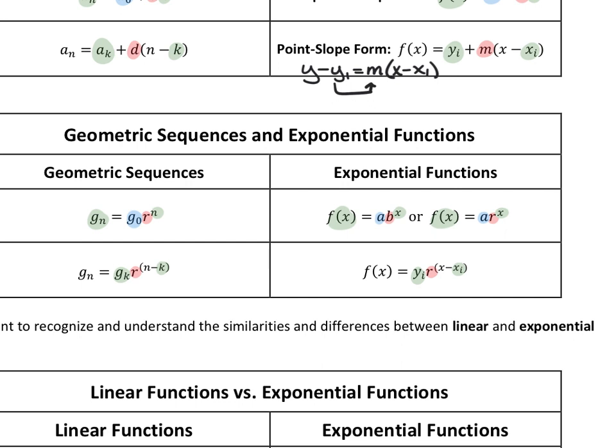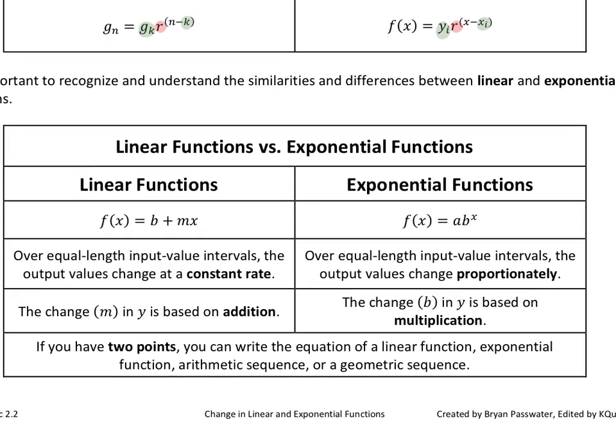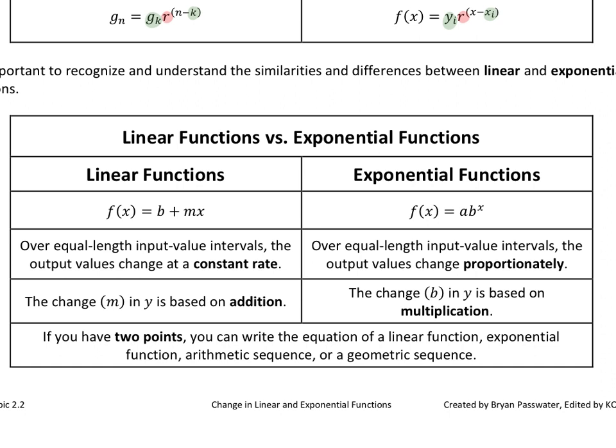Okay, we see the similarities and differences between geometric sequences, exponential functions, and our arithmetic sequences and linear functions. But what about the differences between these two types of functions in general? You've studied these before. We know that linear functions are tilted lines on our graph, either with a positive slope or a negative slope. What do exponential functions look like? Do we remember?